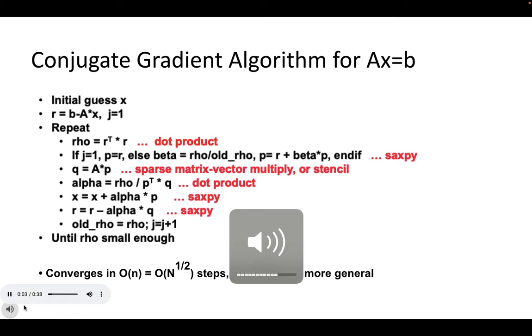For the conjugate gradient algorithm, there's a loop which you repeat until the error, called rho, becomes small enough. It's basically doing gradient descent on the measure of the residual Ax minus b. That's why it's called a gradient algorithm. The bottleneck of the loop is the line of sparse-matrix-vector-multiply, or the stencil operation. This is where all the time is spent. This algorithm converges in the same number of steps as SOR, but it applies much more generally.